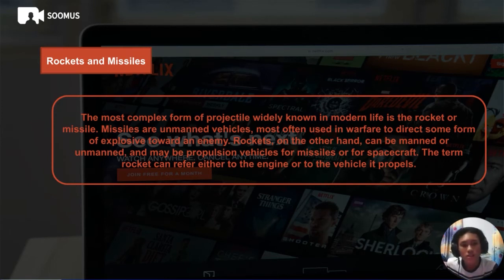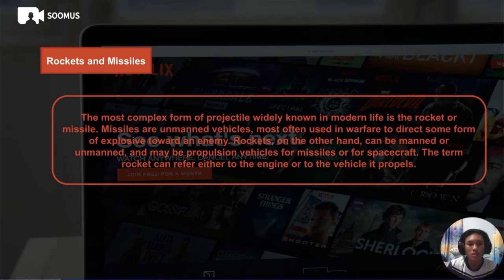So the question is, is the launch angle important? Yes. It governs both the distance and height a rocket will attain. In physics, the distance a projectile travels is referred to as the range. A launch angle of 45 degrees maximizes the range.